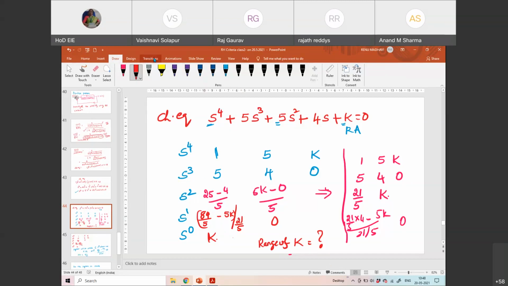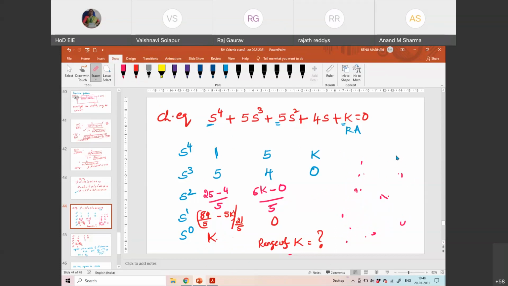Looking at the first column, can you tell me what should be the value of k? Should k be positive or negative? The question I'm posing to you is, you have a polynomial, you are trying to find the root array, you are trying to find the stability of a system. You can investigate the stability provided you know the values of k. If you substitute the values of k, you will know whether it is positive or negative, and whether the system is stable or not.